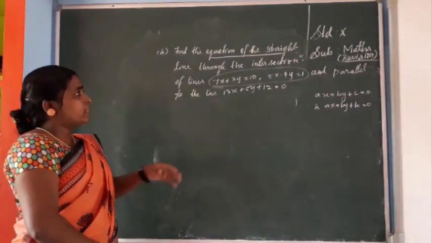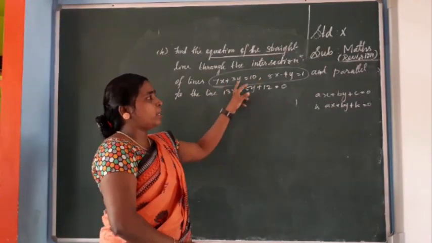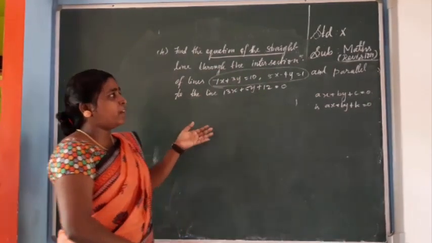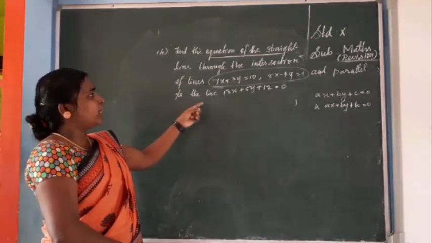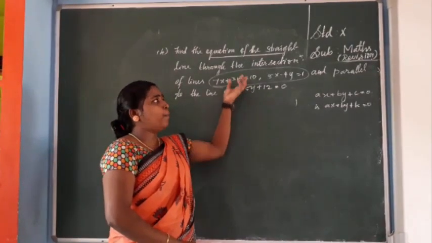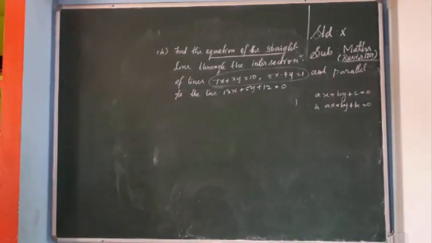So what are the steps you want to do? First you have to solve both equations. We will get one point, x1 and y1. Then parallel to the line means you find the slope of its parallel. Then we can use the slope-point formula to form the equation.